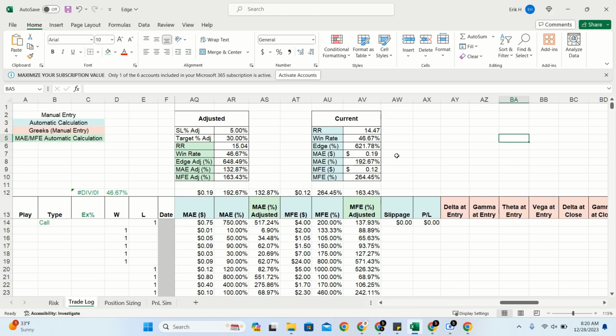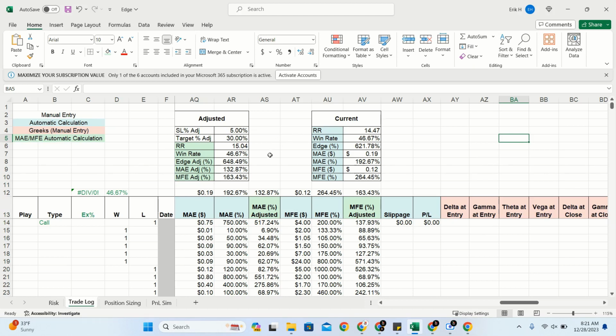Okay, so now let's look over here at the adjusted column. I have two numbers plugged in here to show what would happen if I increase my stop loss by 5%, and how would adjusting my profit targets by 30%, a 30% increase, affect my data? Let's look at it. Risk to reward ratio, 15. Is that better than 14? Yeah. Win rate, the same. Higher risk to reward ratio, same win rate. This is the better trade.